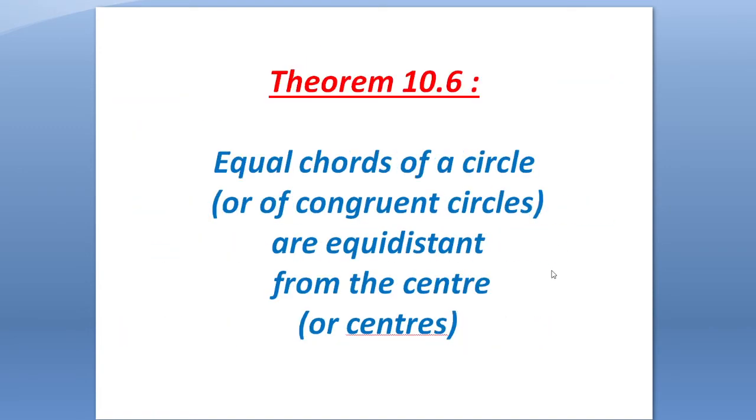So the conclusion is that equal chords of a circle or of congruent circles are equidistant from the center or centers. So if you take two congruent circles, then centers. Equal chords of a circle are equidistant from the center or centers.